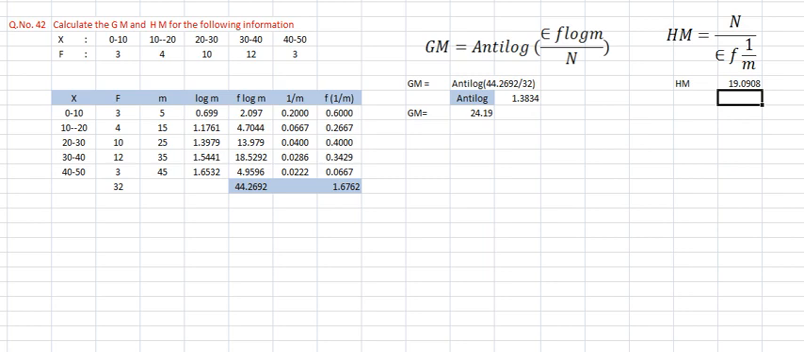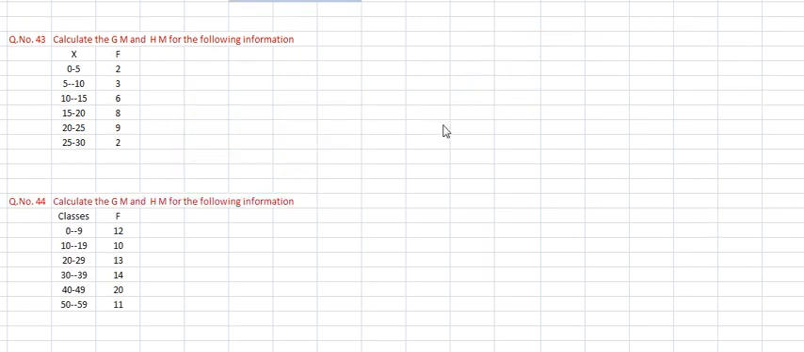Now I will assign you some questions based on the same type. Okay, these are the questions for you, 43 and 44. Once again you have to find the geometric mean and harmonic mean. For this question I think I have to explain something to you all. M, how to find the m?